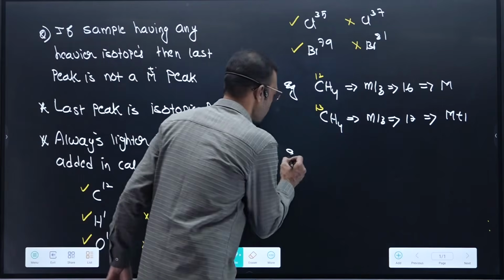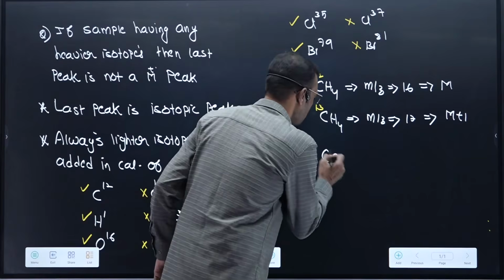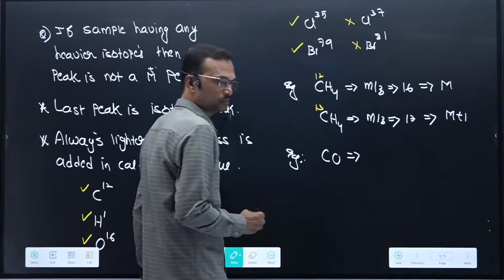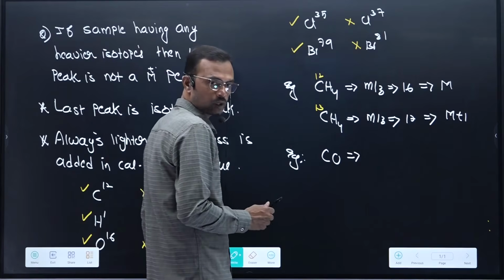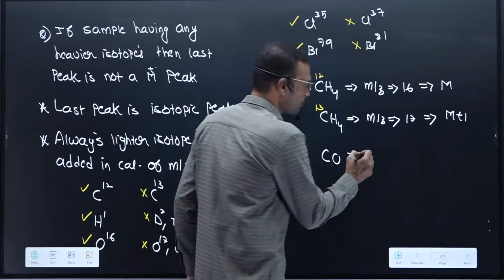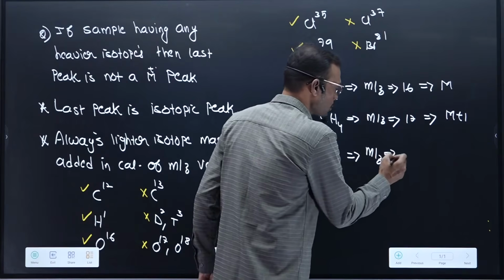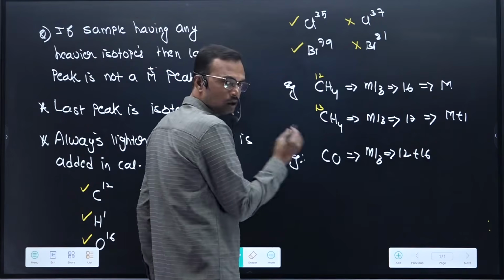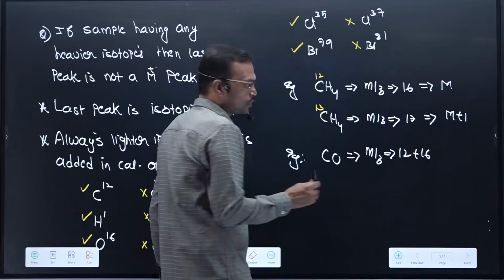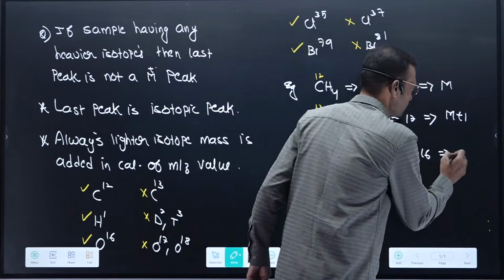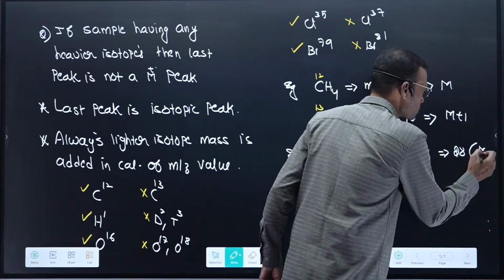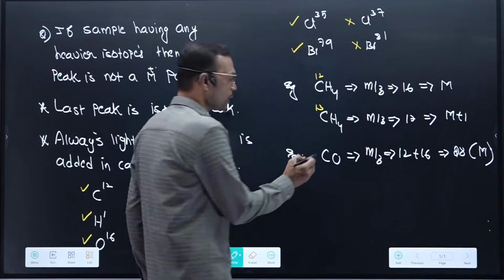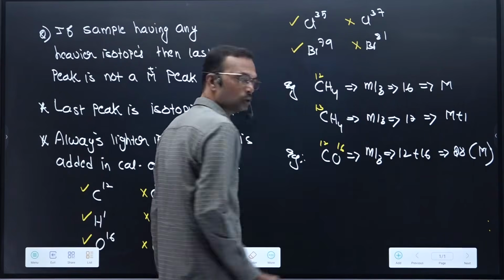Okay? Suppose one more example I will give. See, carbon monoxide I am giving. Carbon monoxide. Then what will you take? How to calculate the M-base value? So can I take 12 plus 16? Carbon is 12, oxygen is 16. So 12 plus 16, how much? This is 28. Now this 28 belongs to M. This is the molecular ion M-base value. Always take which values? Lighter isotopes only.